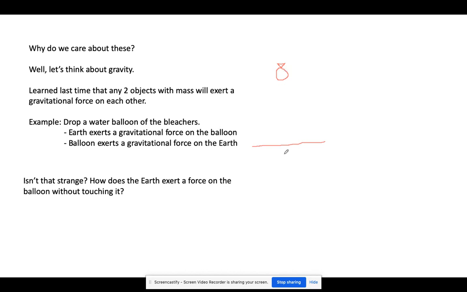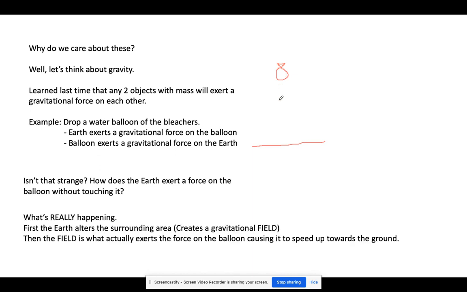So like when you're walking through the grocery store, you're pushing on the cart. You're making the cart move because you are directly touching the cart and pushing on it. So that's how you're able to make it move, you are pushing on it directly with your hands. How does the Earth actually make the balloon move without touching it? So here's how that happens.